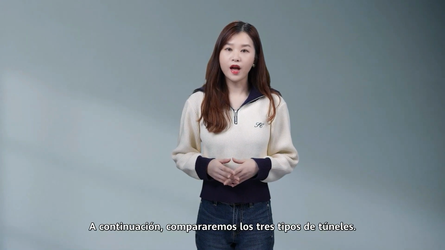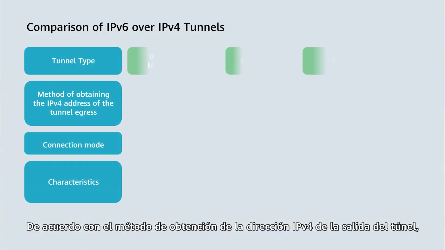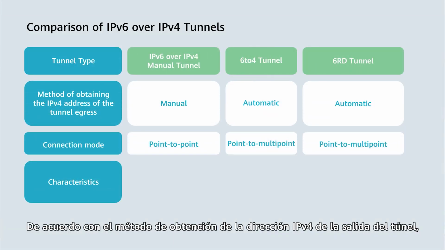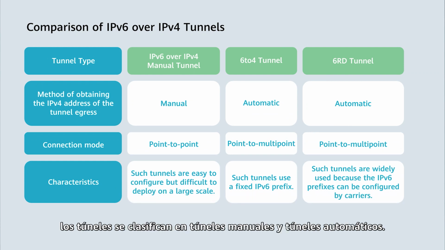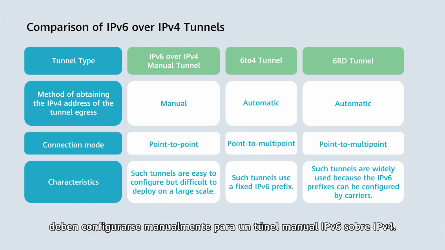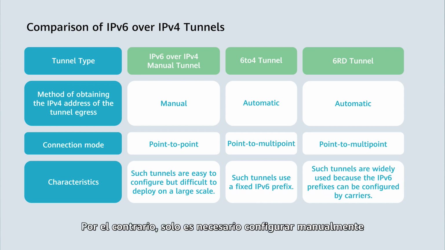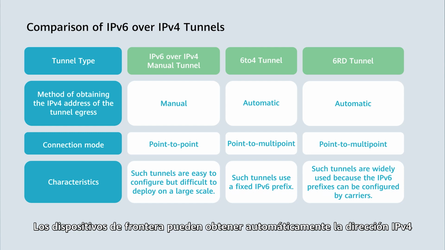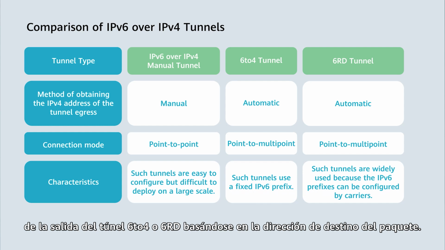Next up, we'll compare the three types of tunnels. According to the method of obtaining the IPv4 address of the tunnel egress, tunnels are classified into manual tunnels or automatic tunnels. The 6to4 tunnels and the 6RD tunnels are automatic tunnels. IPv4 addresses of the ingress and egress need to be manually configured for an IPv6 over IPv4 manual tunnel. In contrast, only the IPv4 addresses of the ingress need to be manually configured for a 6to4 or 6RD tunnel. The border devices can automatically obtain the IPv4 address of the egress of the 6to4 or 6RD tunnel based on the destination address of the packet.